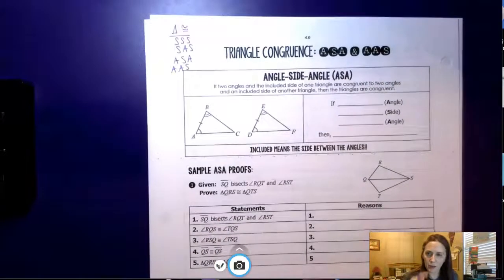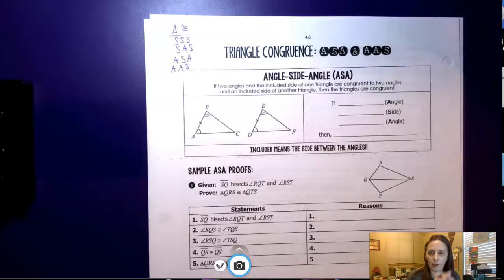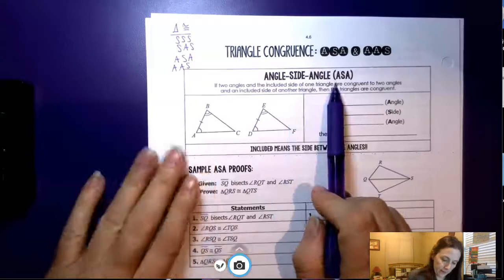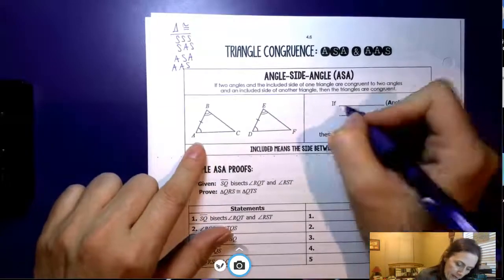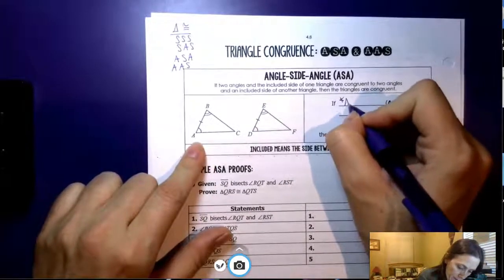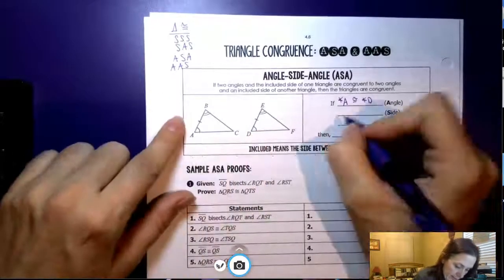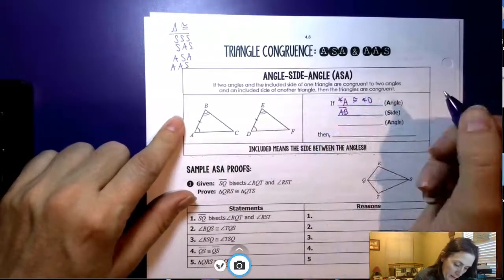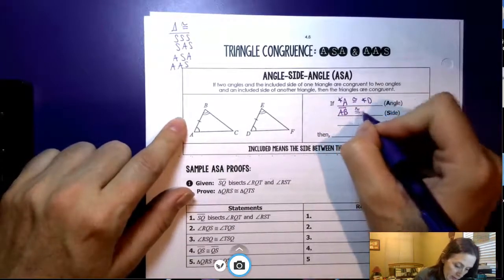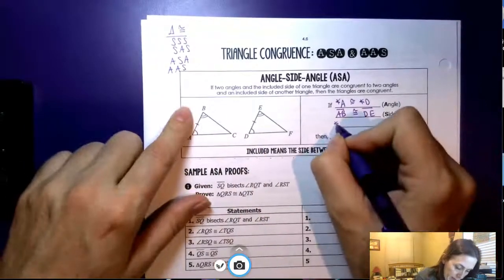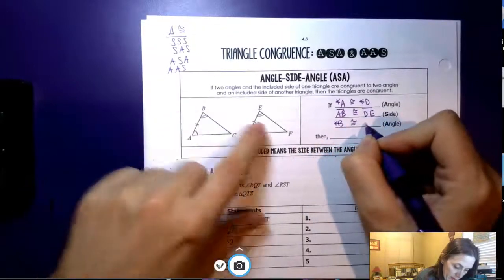Also, remember, I had you highlight the edge of one of your note pages that had a reference page for all of the triangle congruences. You will have 5 altogether. So the one we're discussing today is angle, side, angle, which means if angle A is congruent to angle D, side AB, line segment AB, is congruent to line segment DE, and angle B is congruent to angle E.